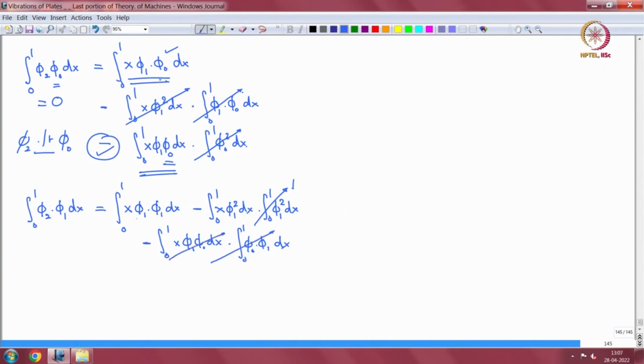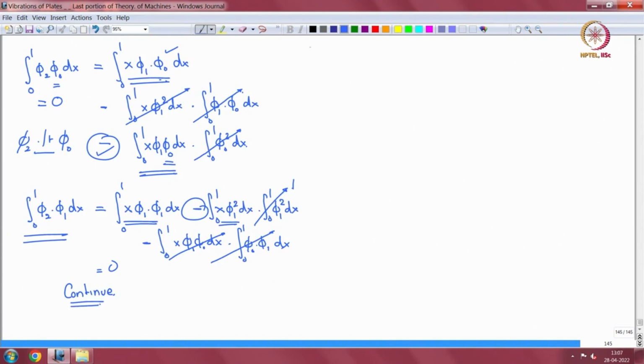Now, what do I have left? I have x phi 1 square and x phi 1 square with a minus, so this term is 0. So, phi 2 and phi 1 are orthogonal. Similarly we continue and find the higher order functions.